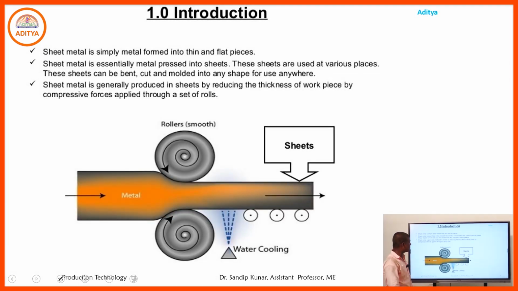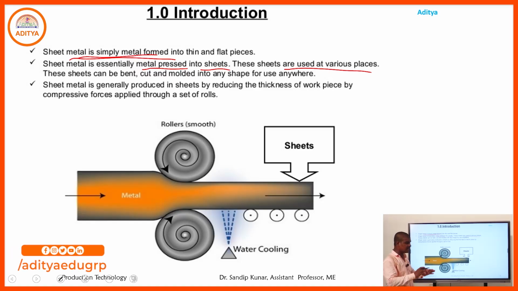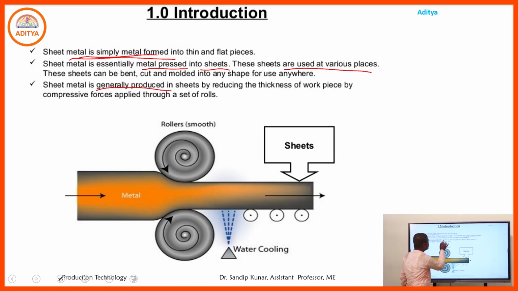Introduction. What happens in sheet metal forming? Sheet metal is simply metal formed into thin and flat pieces. These sheets are used in various places. The sheets may be bent, cut or taken into any shape using sheet metal forming operations. Sheet metal is generally produced by reducing the thickness of the workpiece.